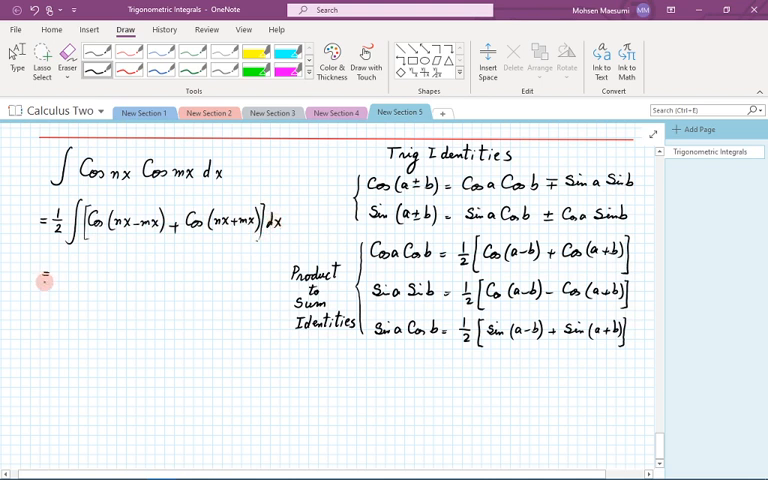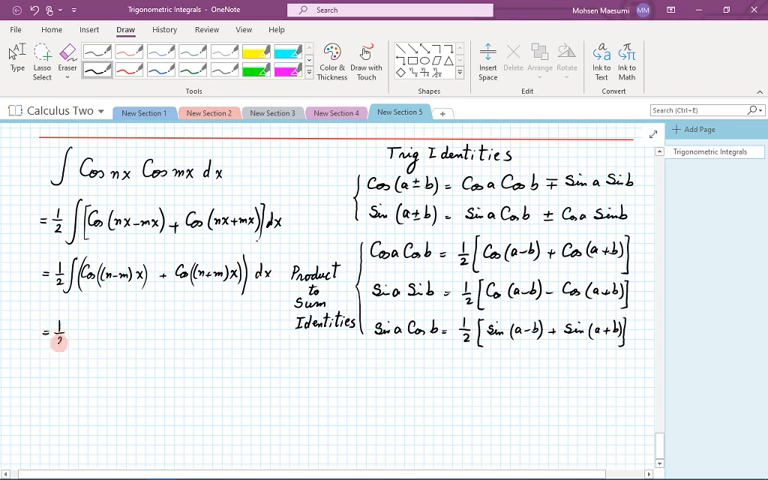Well, now I can factor out my x here, so I'll have 1/2 of the integral of cosine of (n minus m)x, and then here I'll have cosine of (n plus m)x. I have to put a double parenthesis here, another parenthesis. So perhaps sometimes we don't write all of these things, since it makes the situation very cluttered, but that's the correct way of writing it.